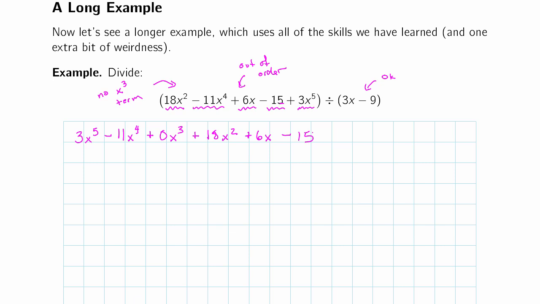Notice the process of putting things in order automatically found the holes, and it would have automatically caught if there were any like terms that hadn't been combined. So I can now set up my long division. My divisor goes outside, my dividend goes inside.